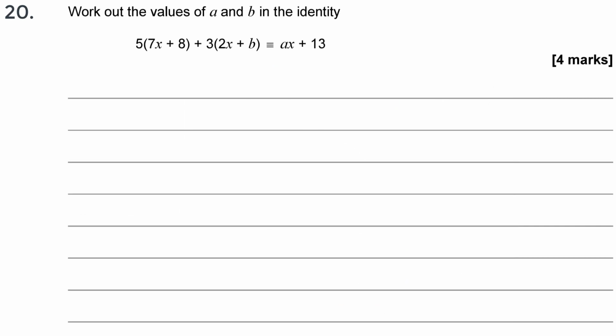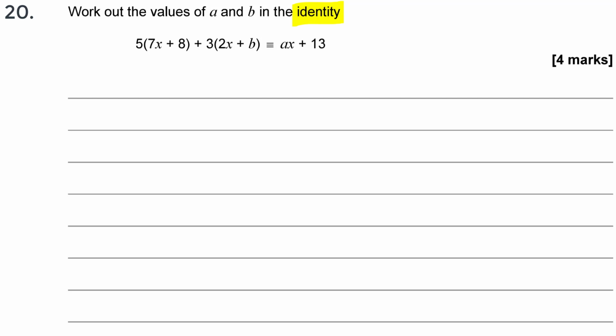I'm going to work out the values of a and b in the identity. And I've got 5 lots of 7x plus 8 plus 3 lots of 2x plus 4 is identical to ax plus 13. Okay, so I've got quite a complex expression on the left-hand side of my identity symbol and a fairly simplistic one on the right. Now, when you've got identities, these are not like equations that you have to solve. We're not trying to move things over the equal sign and simplify it down. What we need to do is make one side look more like the other so we can more directly compare them.